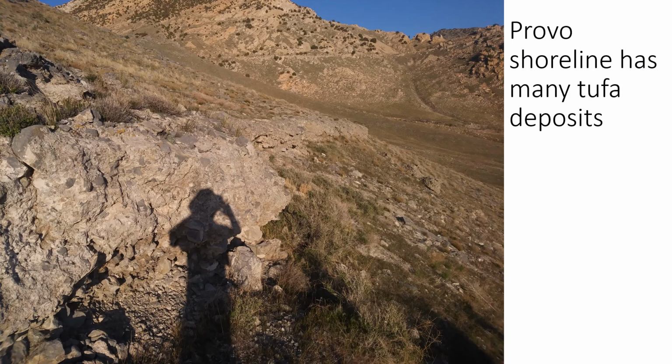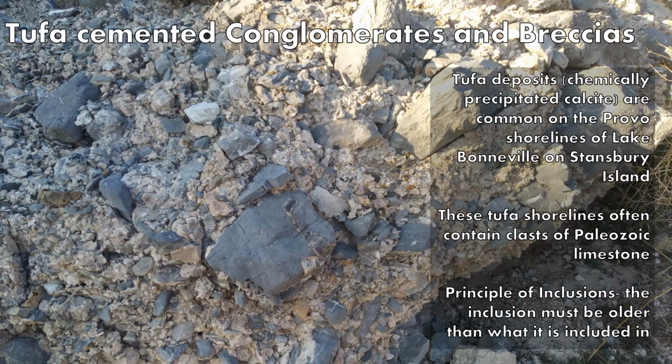Here is a closer look at that Provo shoreline near the trailhead. Instead of forming a notch, we have a deposit of tufa that has formed and built up the shoreline. Tufa is a chemically precipitated calcite that doesn't have any discernible structure to it. So as opposed to what we see for travertine, which is layered or banded, or the ooids, where we have those tiny rounded sand grains. And so the tufas were deposited along the shoreline, mostly on the Provo shoreline. We have some great examples of these on Stansbury Island.